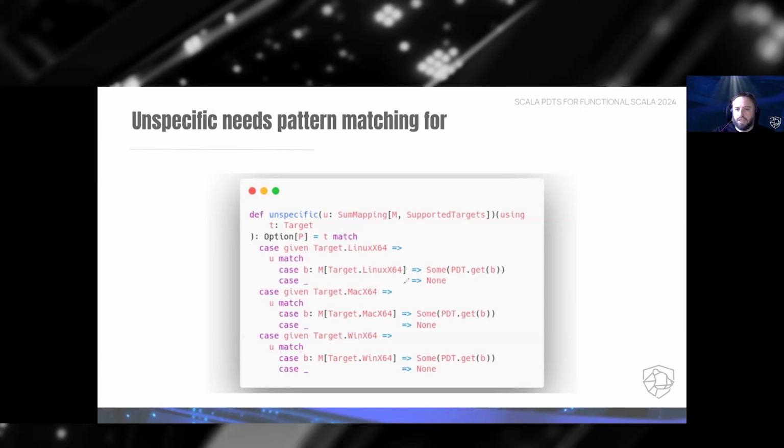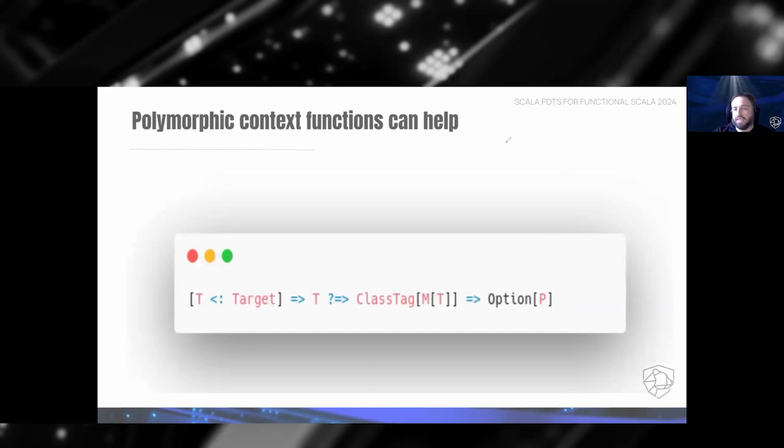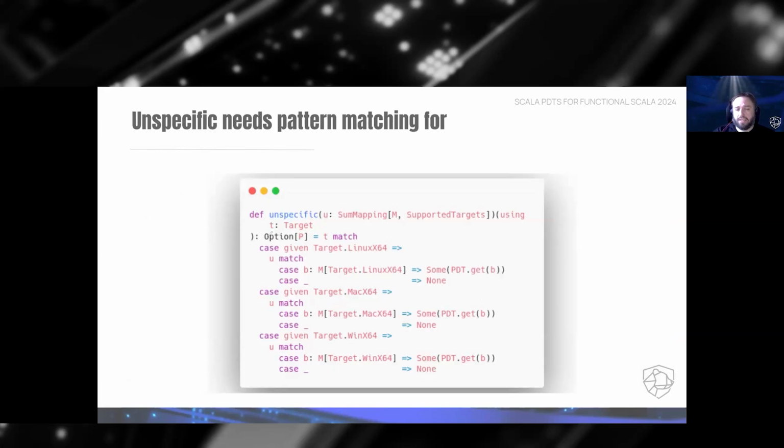So how do we generalize this pattern? How do we make it not have to be defined anywhere? Well, another Scala 3 feature comes to help here, and that's polymorphic context functions. Here I've got a function that matches basically what we're doing. We were taking a type T, determining what its actual type was, the leaf type, then summoning a class tag for it, and then doing the application, all right?